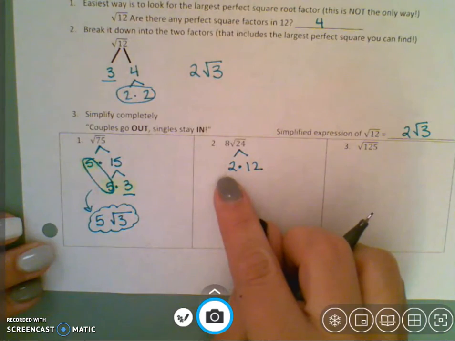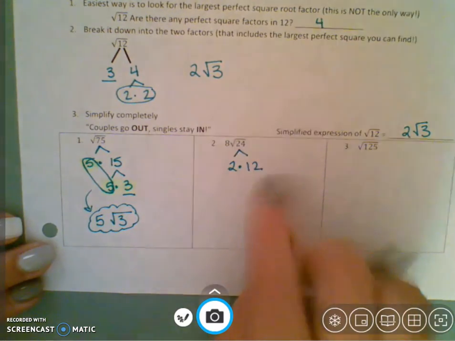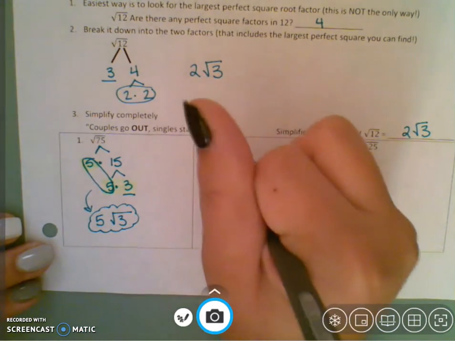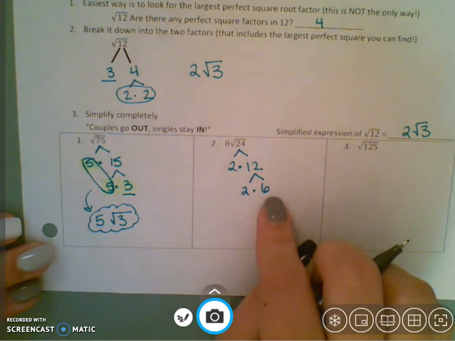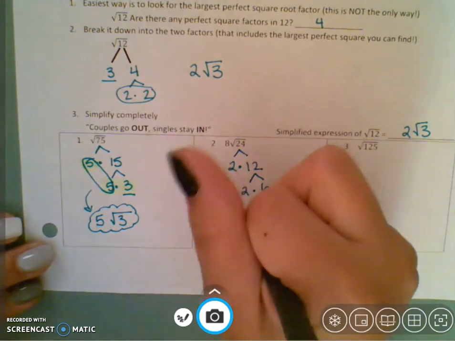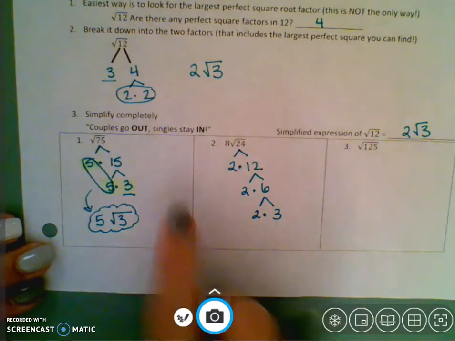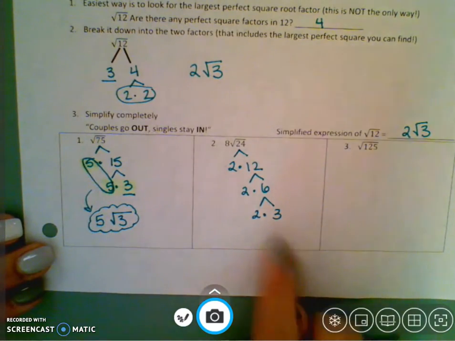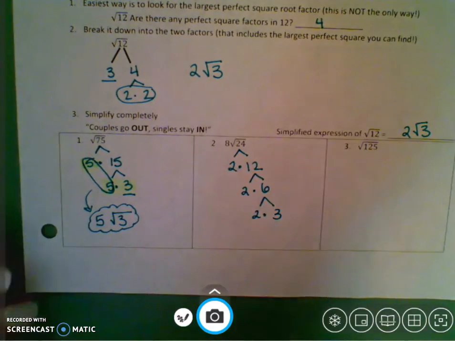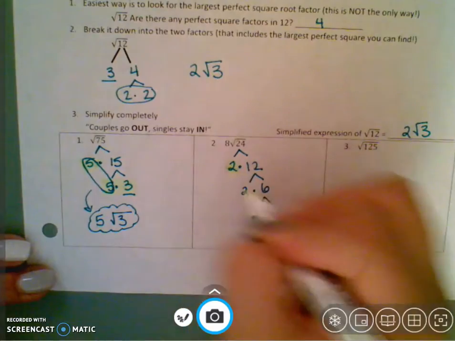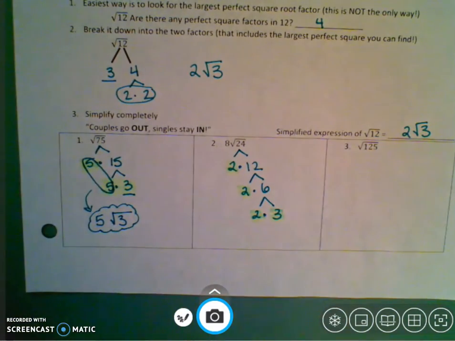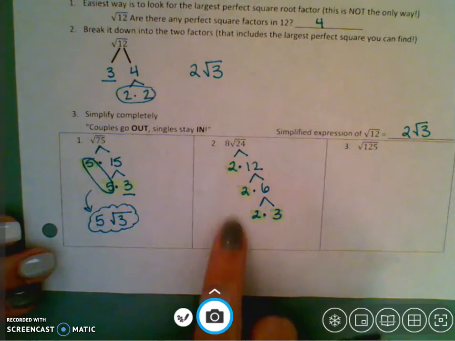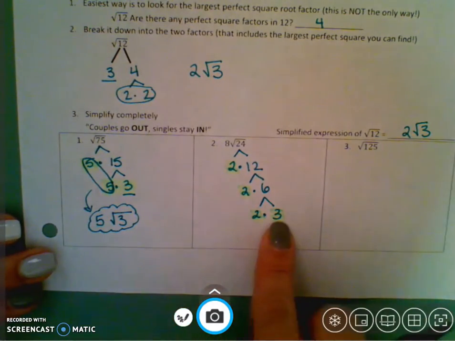2, again, cannot break down anymore. 12 can, though. 12 is 2 times 6. Okay, 2 can't break down, but 6 can. 6 is 2 times 3. Now we're at 2 and 3, so those can't break down anymore. So again, we're looking at everything on the ends that's done breaking down. So in this case, we have a 2, a 2, a 2, and a 3.